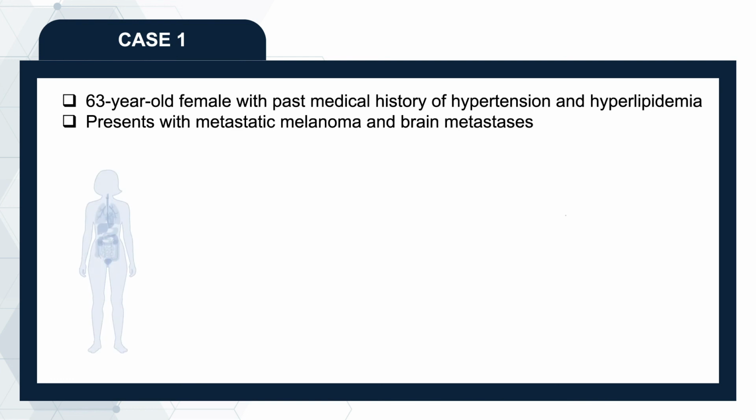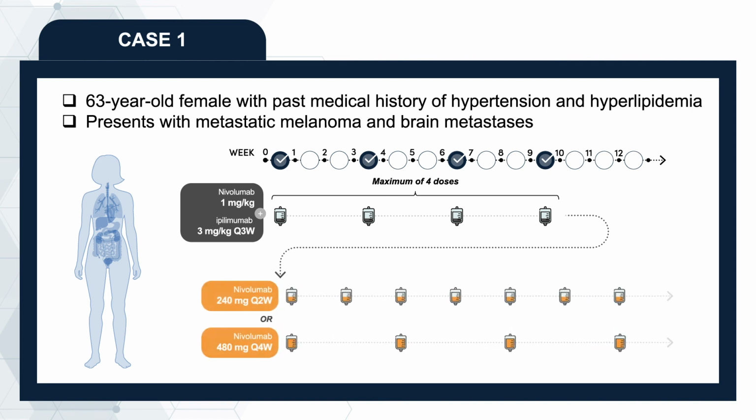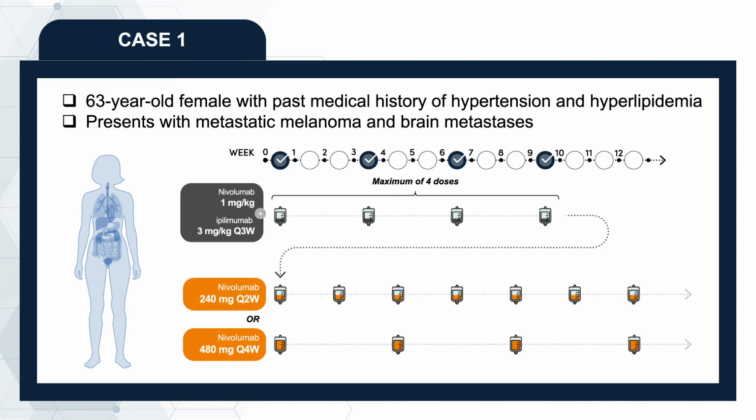This patient might be appropriate for treatment with nivolumab 1 milligram per kilogram of body weight plus ipilimumab 3 milligrams per kilogram every 3 weeks for up to 4 doses, followed by nivolumab monotherapy based on the Checkmate 204 data demonstrating intracranial anti-tumor activity of that regimen. Of note, this is the full dose ipilimumab regimen using 3 milligrams per kilogram of body weight.